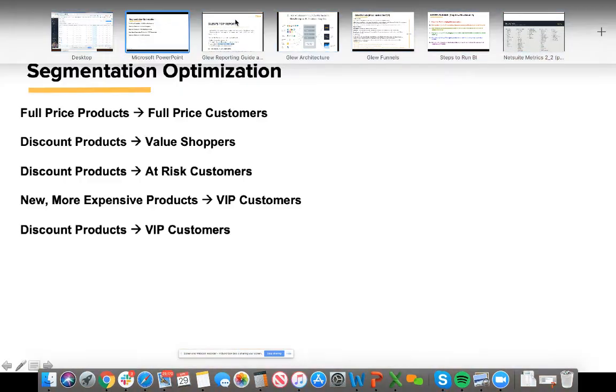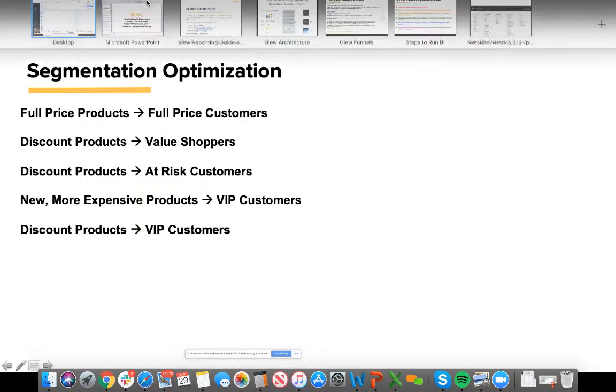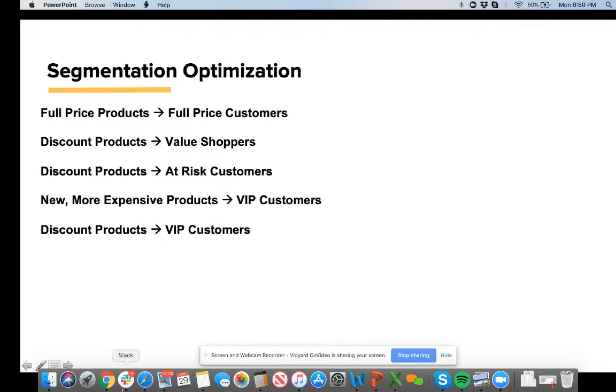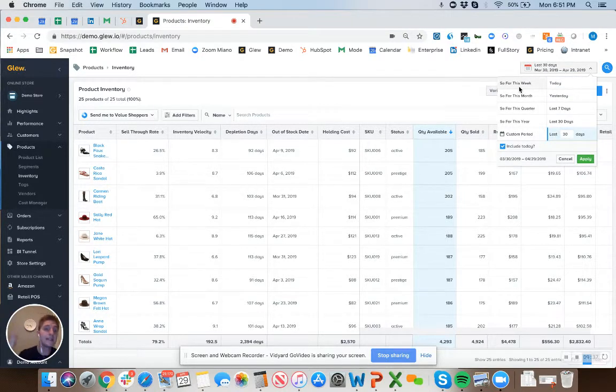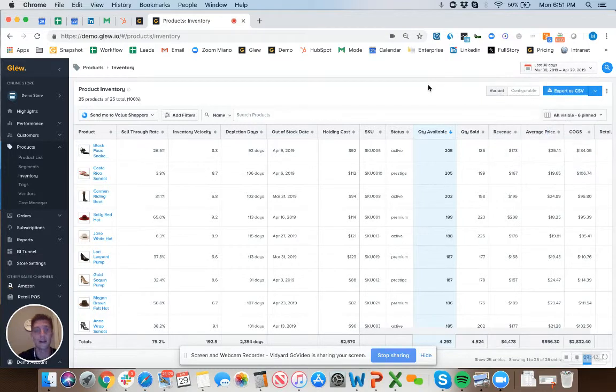All right, so let's move back into here. We're going to look at Glew.io now. The first thing I'm going to look at is my lead time. Is it 30 days, 45 days, 60 days? It's going to vary. I have a client who has a lead time of 250 days. He almost has to predict the future, which makes this an even more important exercise.